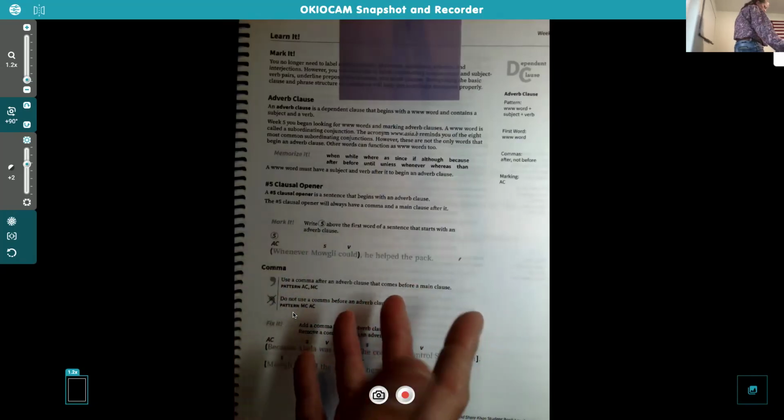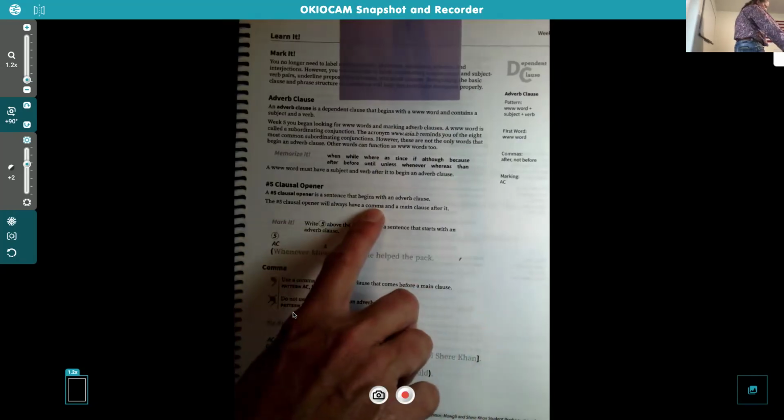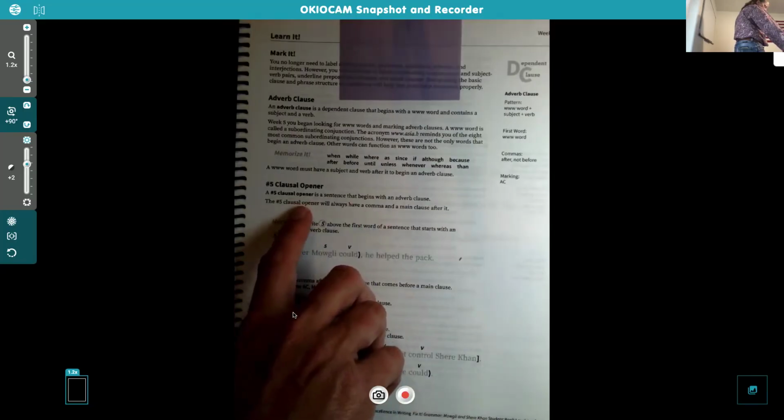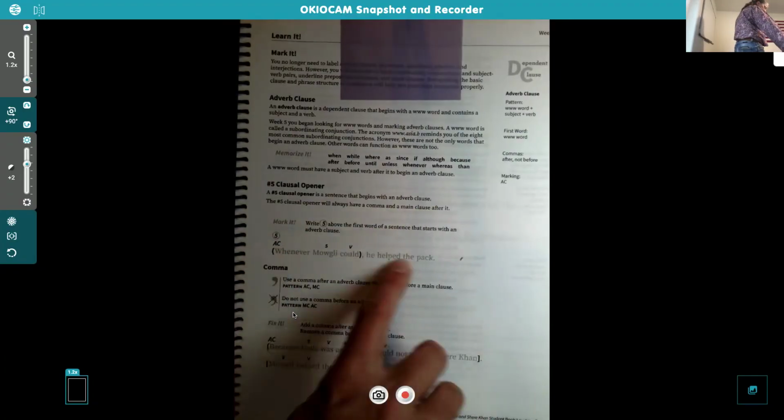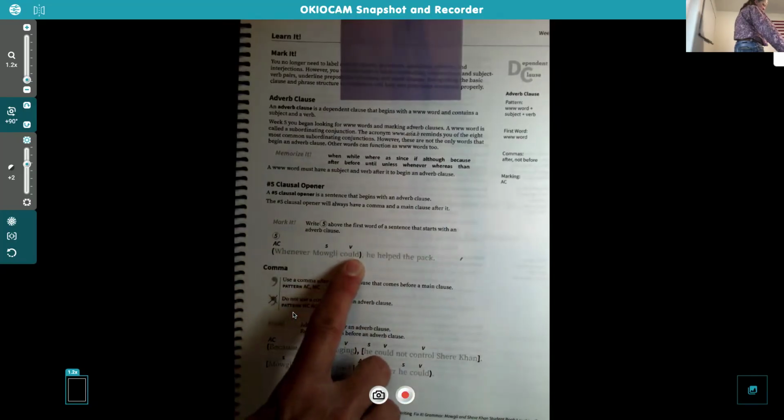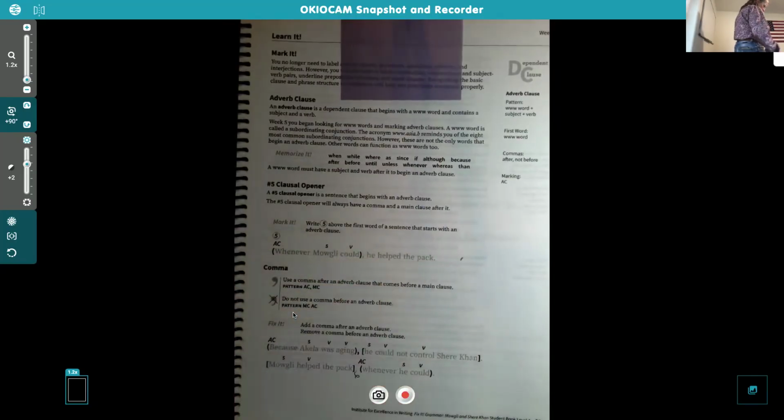So we're just going to mark it with a 5. Begins with a clause, an adverb clause. It will always have a comma and a main clause after it. That's a rule. Okay. Going to use a 5 with that. Look at the example here. Whenever Mowgli could, comma, he helped back.